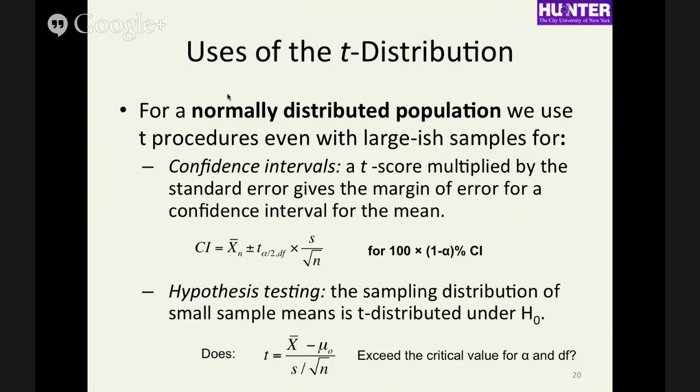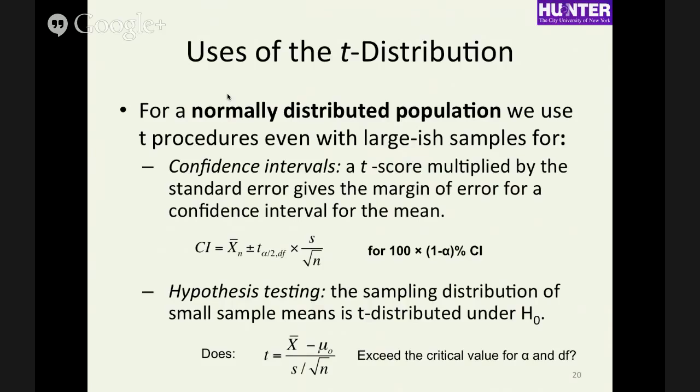We use the t for normally distributed populations. That's an assumption that we have to make in order to use the t distribution. Whereas with a very large sample size, you'll remember it didn't matter what the population was distributed like because of the central limit theorem. The central limit theorem doesn't apply anymore because it's a small sample. So we have to make an assumption about the population distribution, that it's normal.